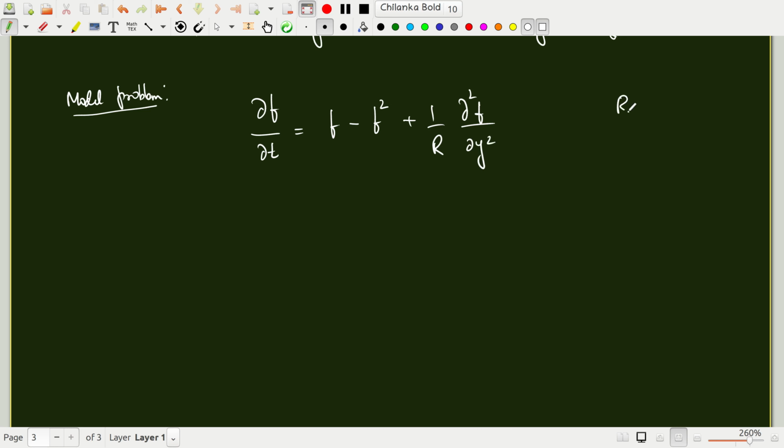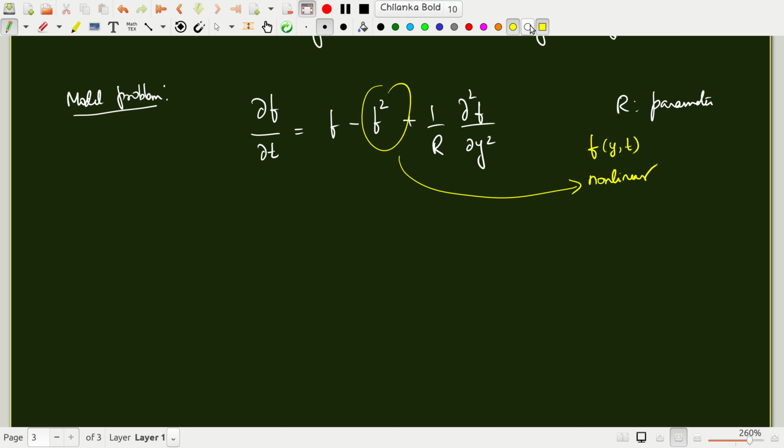R is like a parameter, like the Reynolds number. This is a partial differential equation, obviously, because you have f as a function of y and time, and it's non-linear. Why? Because it has f squared.